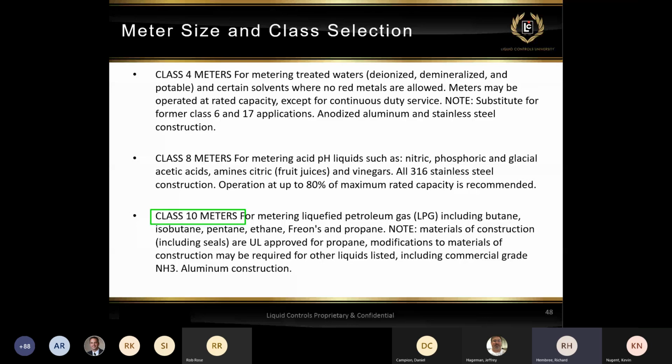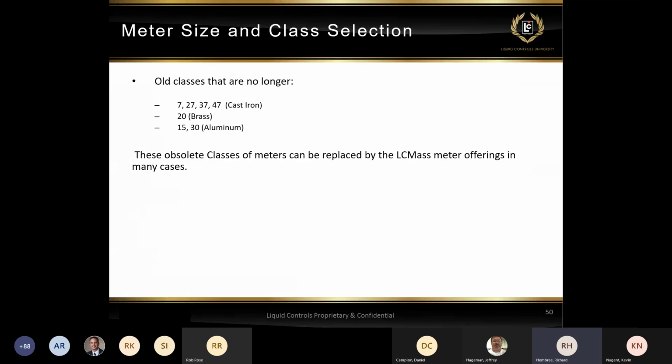Some of the class meters that are no longer available: the class 7, class 27, class 37 and 47, the cast iron meters, the class 20 in brass, and also the class 15 and the class 30 in aluminum are no longer available. But with these obsolete classes of meters, we may be able to look at an LC mass meter offering to replace this in some cases.